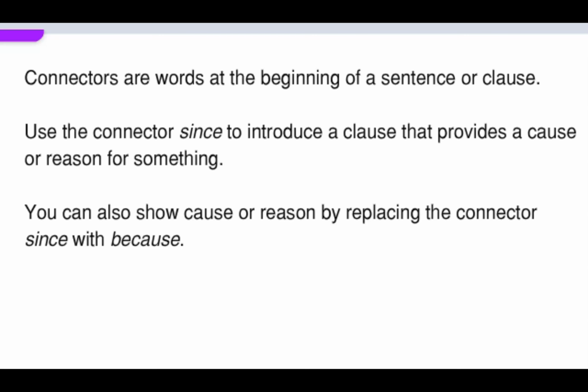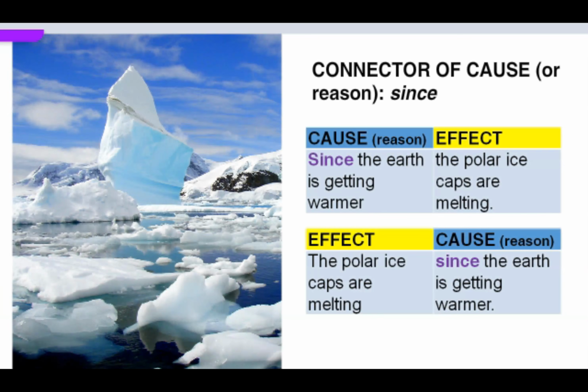Connectors are words at the beginning of a sentence or clause. Use the connector since to introduce a clause that provides a cause or reason for something. You can also show cause or reason by replacing the connector since with because. Connector of cause or reason, since. Since the Earth is getting warmer, the polar ice caps are melting. The polar ice caps are melting since the Earth is getting warmer.